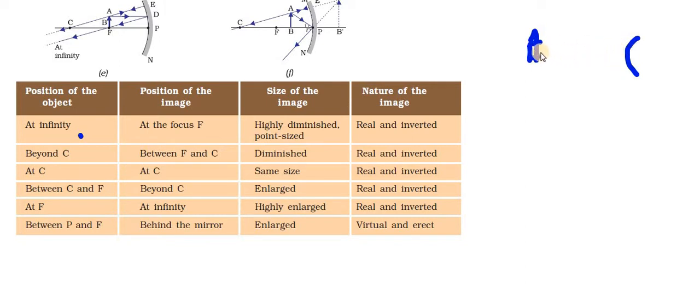Then what is the position of the image? The image is nothing but the reflection. Suppose you stand in front of a plane mirror: you are the object, and the reflection you see, the same face you see in your mirror, that is the image. The same thing happens in a spherical mirror also. So just assume that you are the object, and the reflection you see in the mirror is the image.